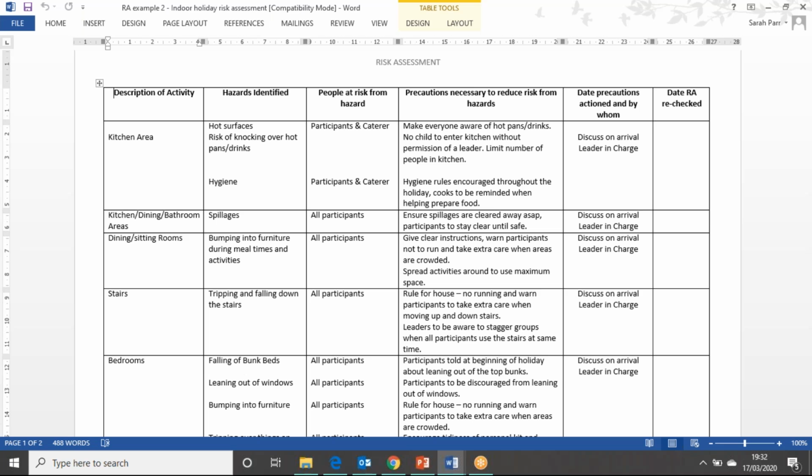The event does involve the Brownies doing some activities. So when you've had a chance to have a read through, I'll scroll down a little bit. Right, I'm going to scroll down now, I hope.